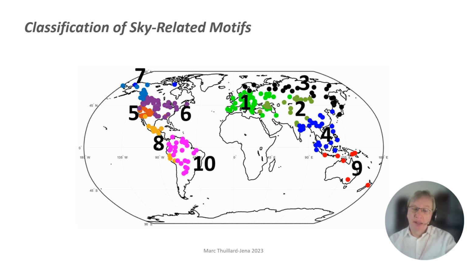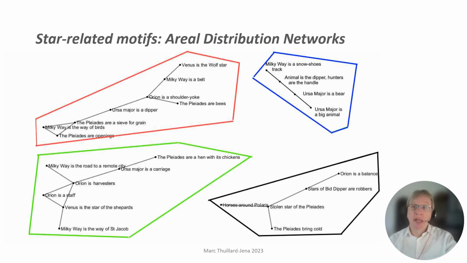Now, if you go to the star-related motifs, then things become difficult. It's difficult on one hand because you don't have that many motifs, and also because you have many motifs that are in Eurasia. You have also quite many motifs in America, but less. So you don't have this homogeneity that you have for sky-related motifs. And so the classification didn't get any result that got validated by the method. So we had to use a different method, which is an areal distribution.